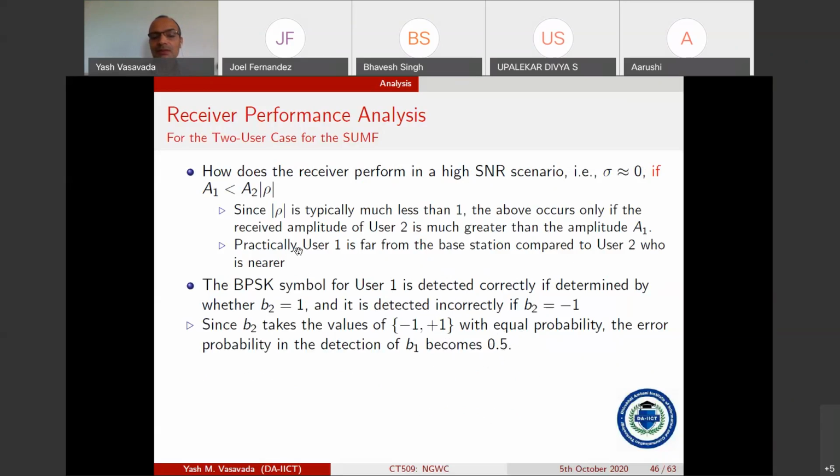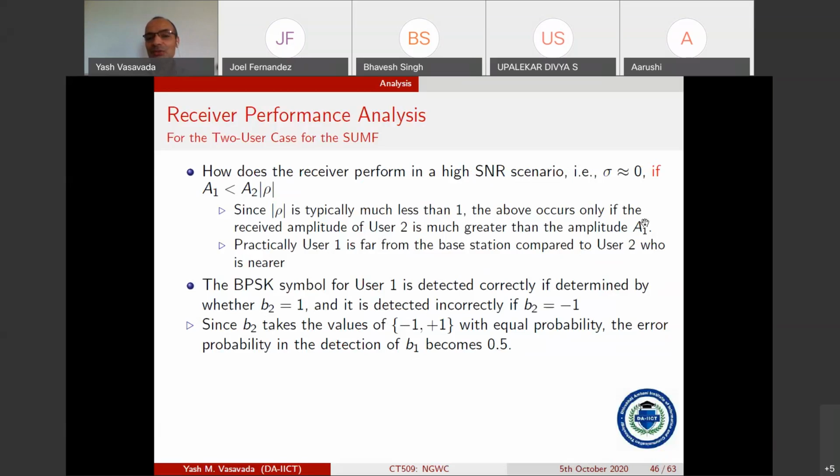In practical cases, this will happen when user 1 is far away from the base station, maybe at the edge of the cell, and user 2 is sitting very close to the base station. Unfortunately or fortunately, whichever way you want to think about it, 2 years back, maybe Jio or Vodafone, they put up a big cell phone tower right next to my house. So in the context of SUMF, I am this lucky user too.